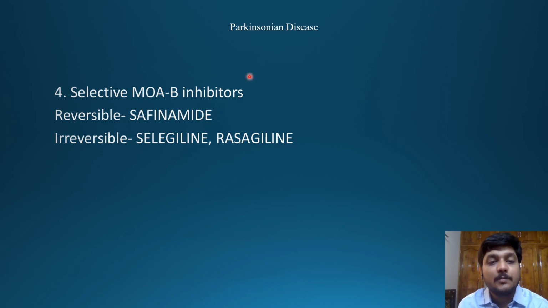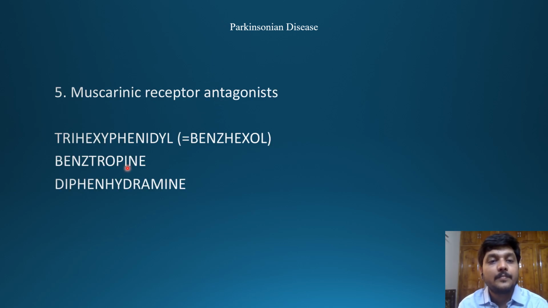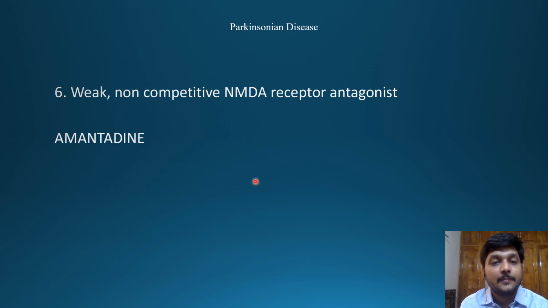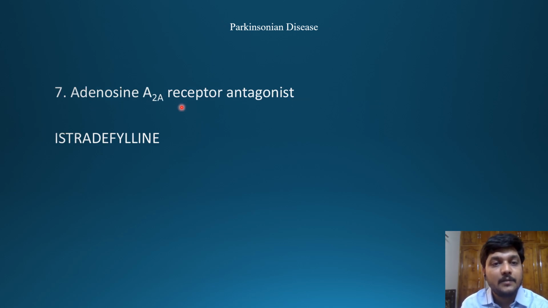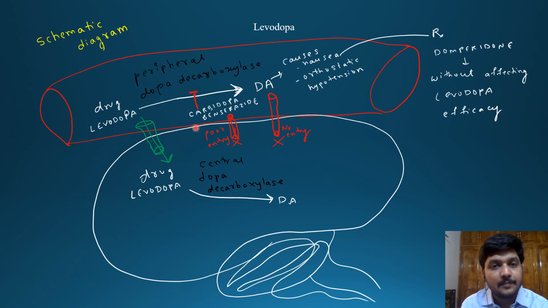The fourth group is selective MAO-B inhibitors. The fifth group is muscarinic receptor antagonists: trihexyphenidyl, benztropine, and diphenhydramine. The sixth group is amantadine, a weak, non-competitive NMDA receptor antagonist, and the adenosine A2A receptor antagonist, istradefylline.